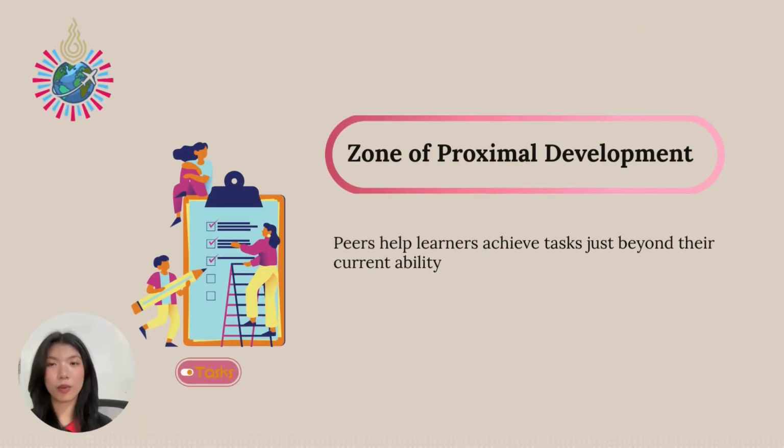Next is the zone of proximal development, which means learners can achieve more when they get support from peers. And in peer-assisted learning, mentors help mentees take on challenges that are just a little beyond their current ability, making progress step by step.